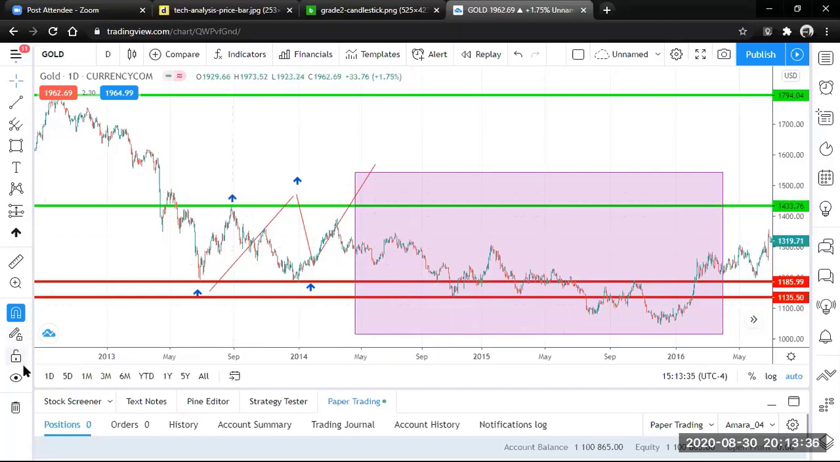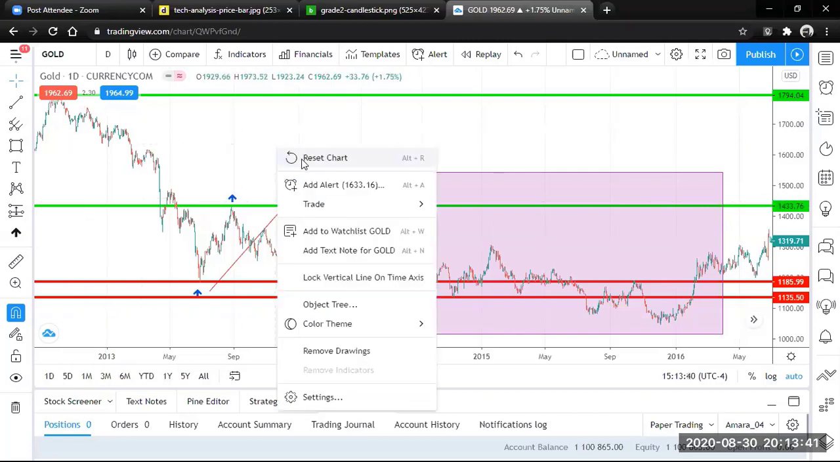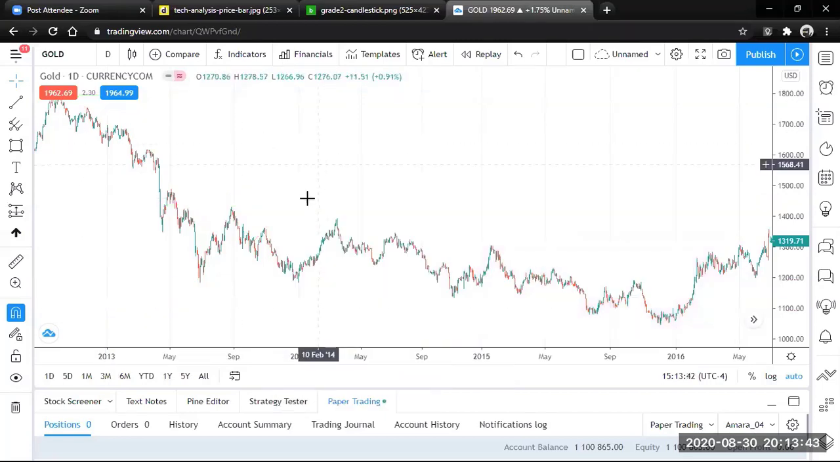Now let me clear everything on the screen. Let's remove all drawings. The last important thing that I was going to talk about is indicators. Indicators are, I like this, a graphical representation of mathematical calculations of price. Let me help you make sense of that.